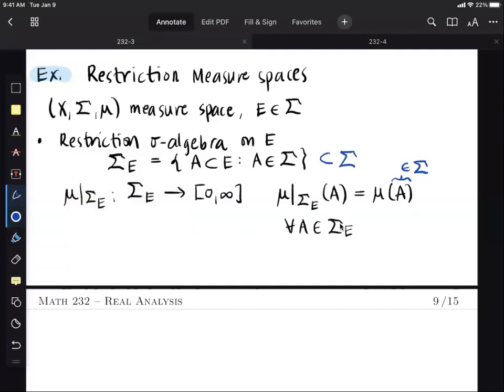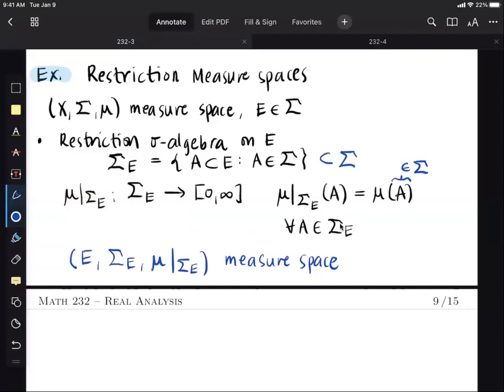And from this, it follows that the triple E, this is now your ambient space, and this is your sigma algebra on E, and then the restriction, this is now a measure space. Well, to prove that this is a measure, you only need to apply the fact that mu is a measure.